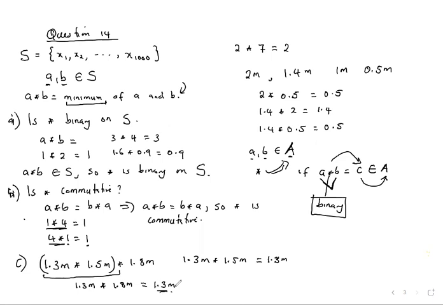Every time I have two numbers, star is looking for the smaller number. That's our minimum. So if I have 1.3 star 1.5, the answer is 1.3. Then from there, I have 1.3 star 1.8, and the answer is 1.3, the smaller one. That's what this question was asking you to do.